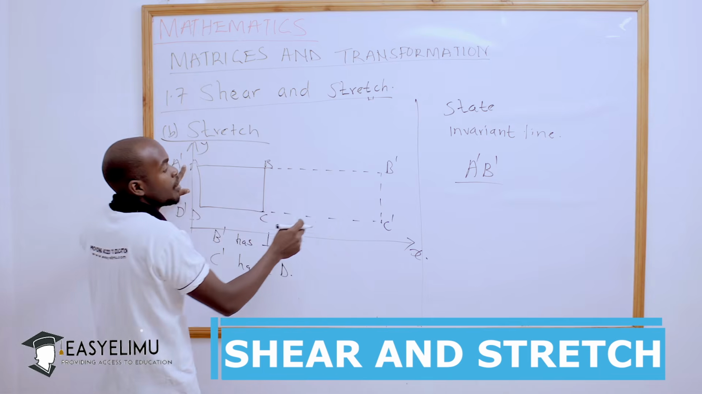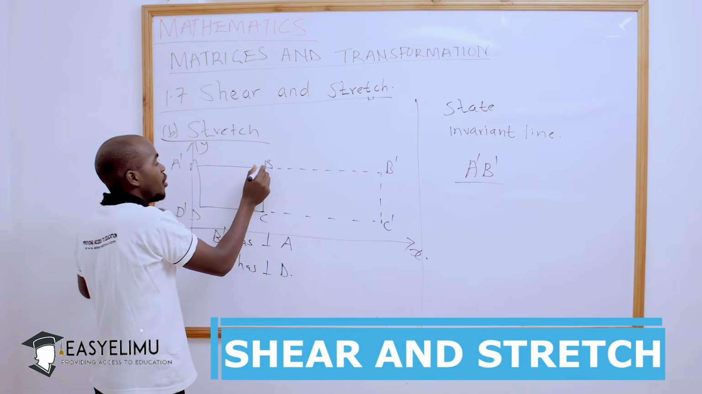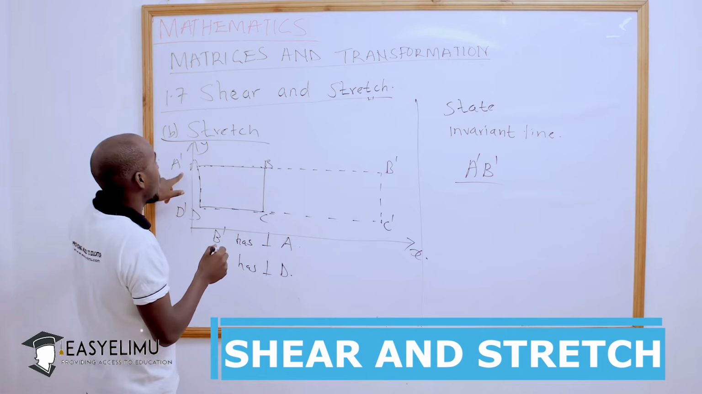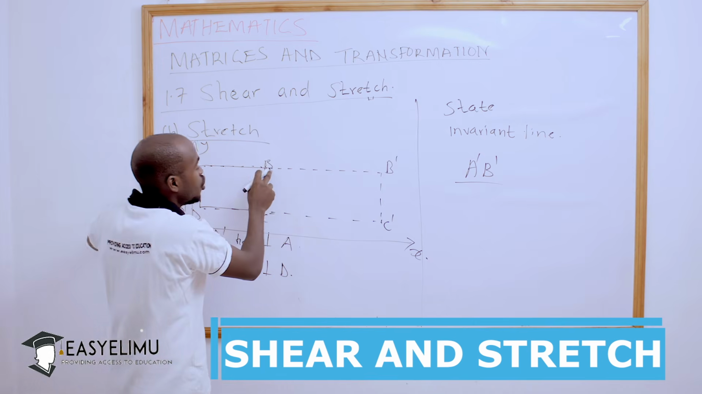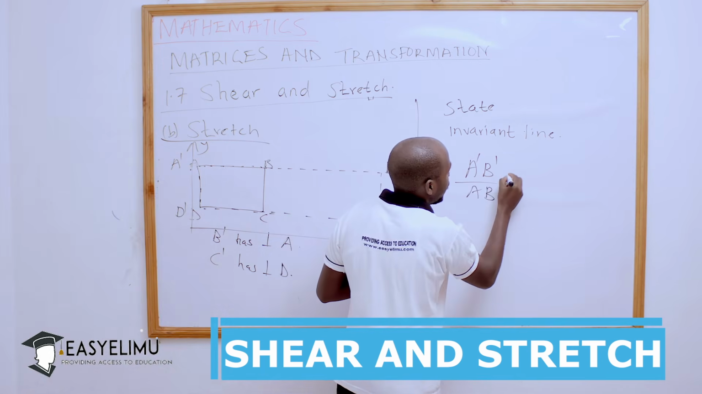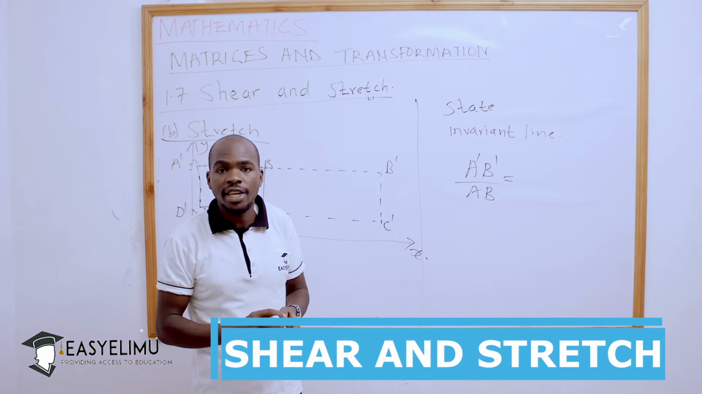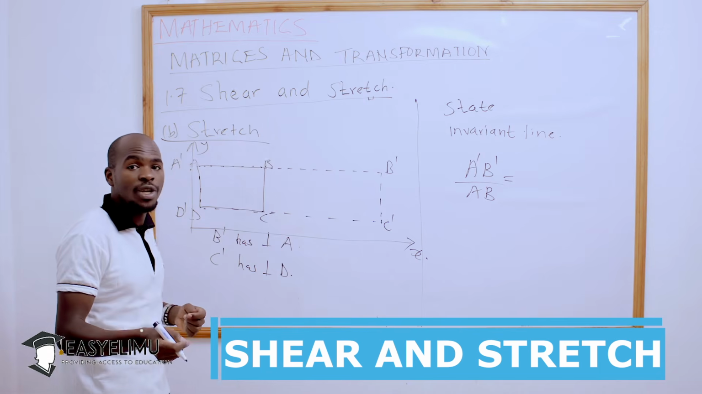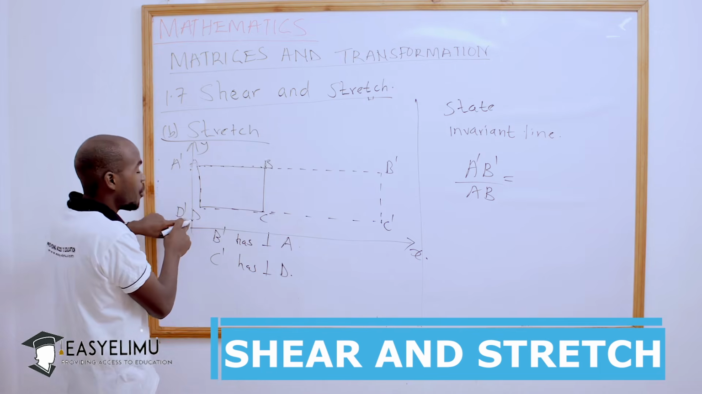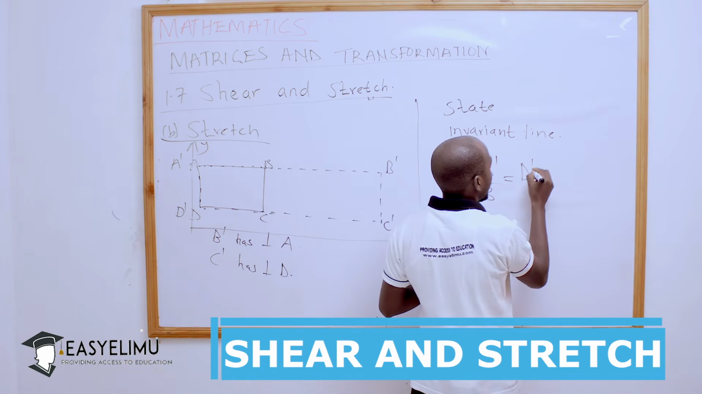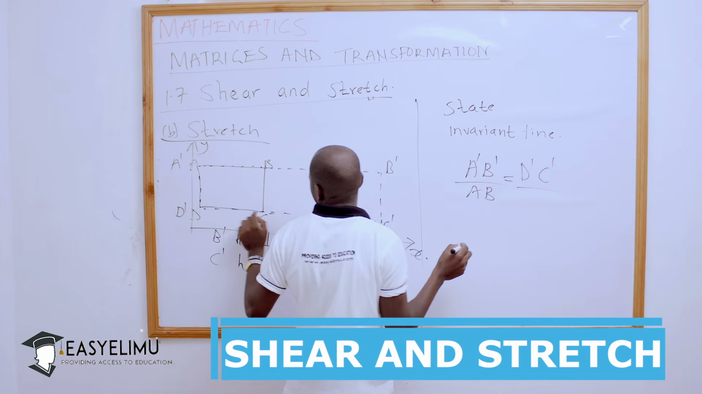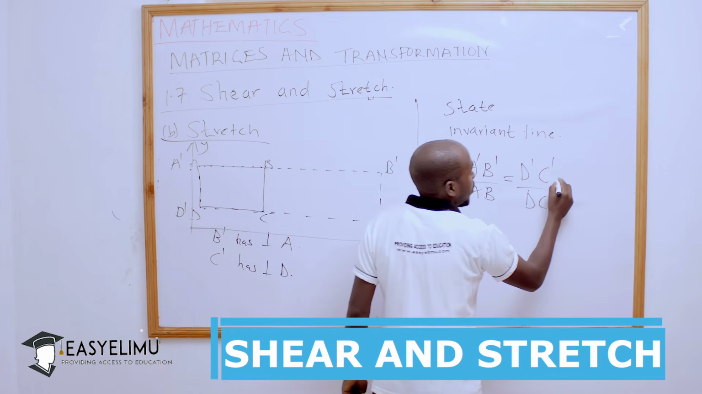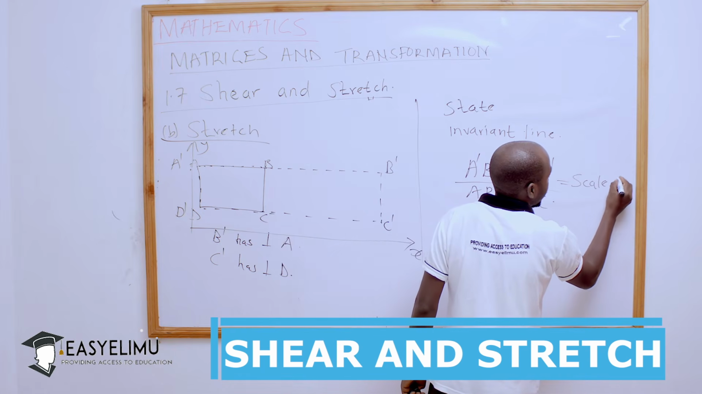Now it will be A'B', which are the points of the image which formed. Then you divide by the original, which is AB. Whatever you find here is what we call the scale factor. And actually, it should be the same as the other line which varied. For example, here it will be D'C' over DC, which was the original line. If you do that, this is what we refer to as the scale factor.